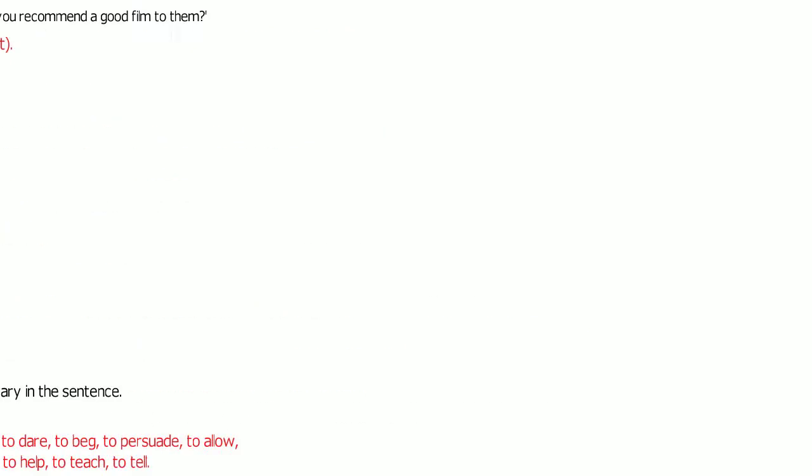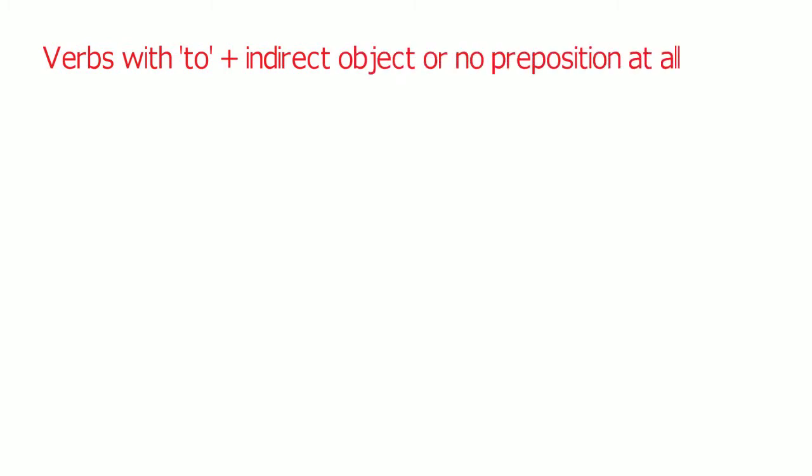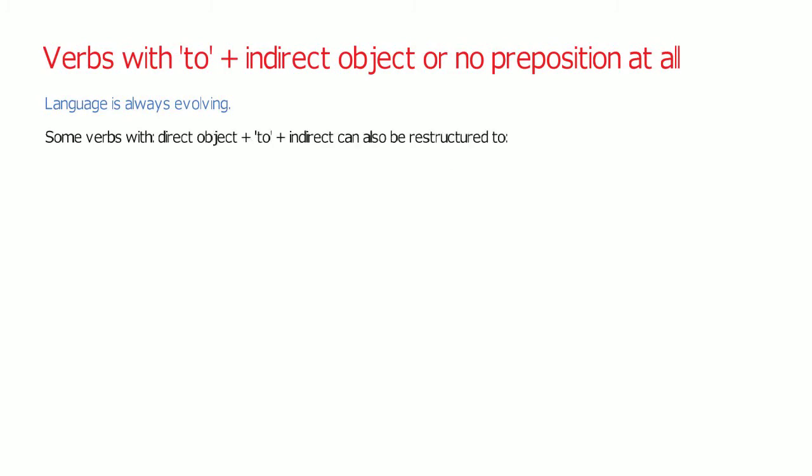Okay, now here is our final set of verbs. The final set use either to plus the indirect object or no preposition at all. Language is always evolving. For this reason, some of the verbs which require to before the indirect object can actually be restructured so that they don't need the to. For example, the sentence, "Give the pen to me," can be restructured to say, "Give me the pen."